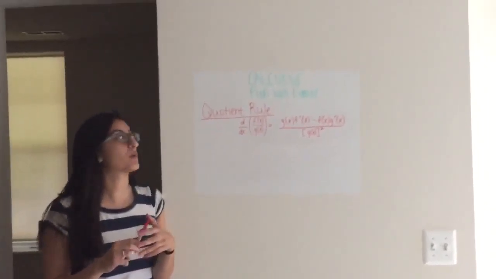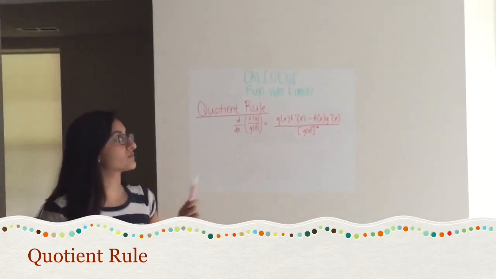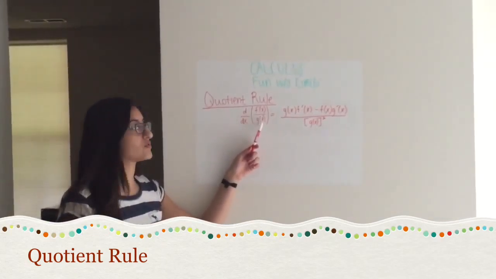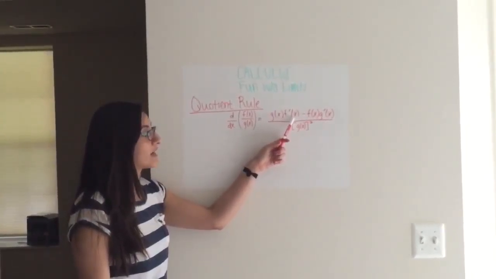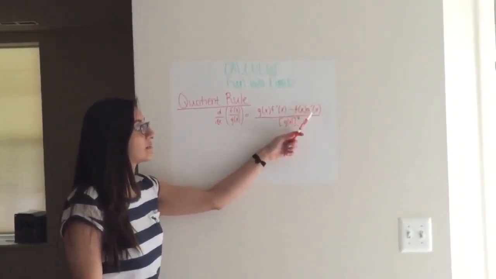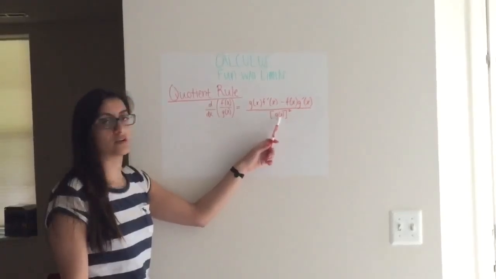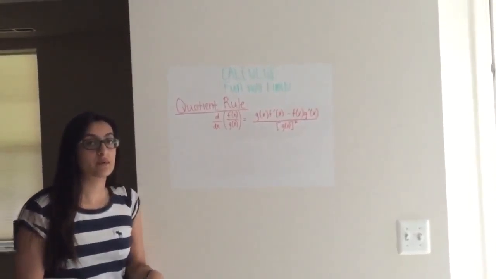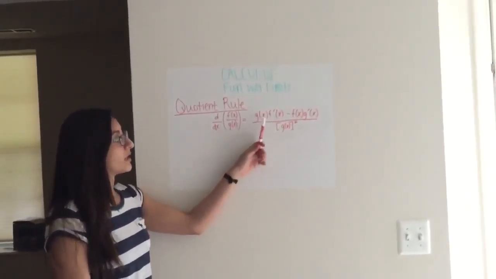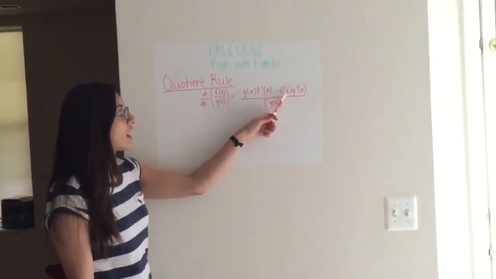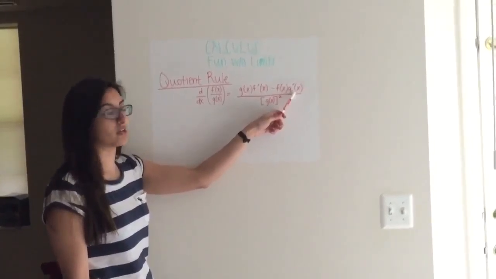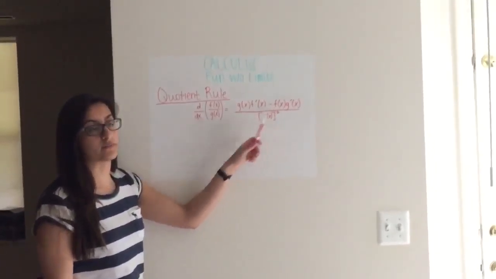So the next topic that we want to discuss is the quotient rule. The quotient rule is the derivative of f of x over g of x, which comes out to be g of x times f prime of x minus f of x times g prime of x, all over g of x squared. So basically what we're doing here is we're taking the bottom, multiplying by the derivative of the top, minus the top multiplied by the derivative of the bottom, all over the bottom squared.